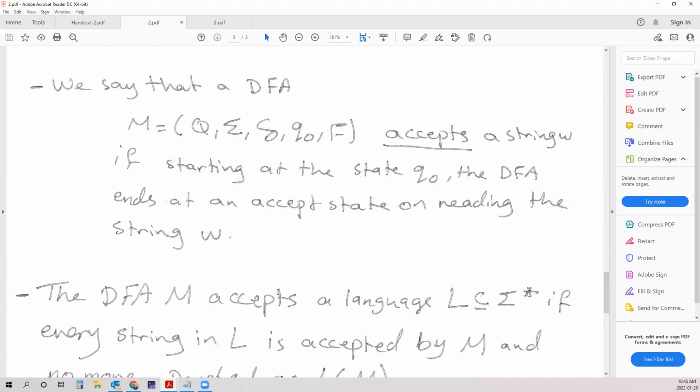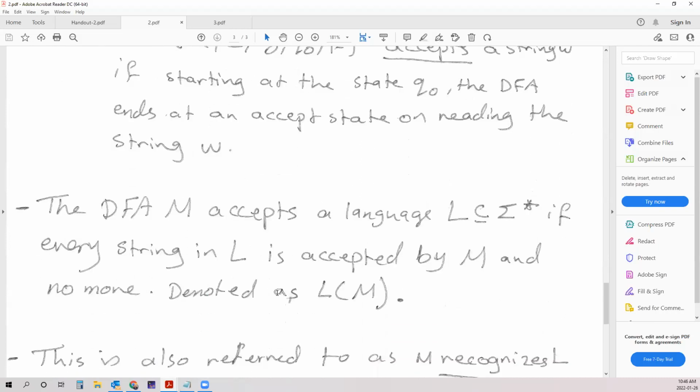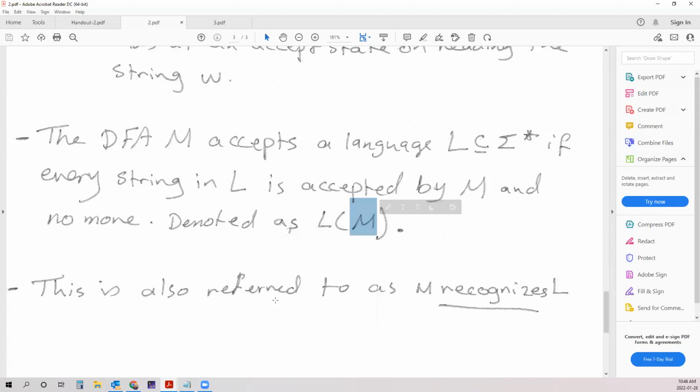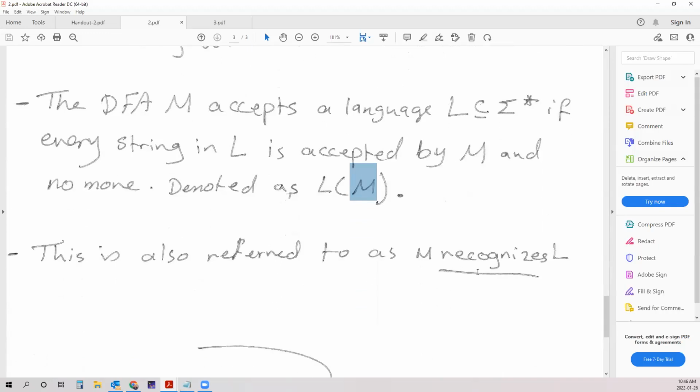is a subset of Q, the set of accept states. We say that a DFA M, (Q, sigma, delta, Q naught, F), accepts the string W if, starting at state Q naught, the DFA ends at an accept state on reading the string W. So we will say that the DFA M accepts the language L, a subset of sigma star, if every string in L is accepted by M and no more, denoted as L(M), the language of the DFA, which we call M.